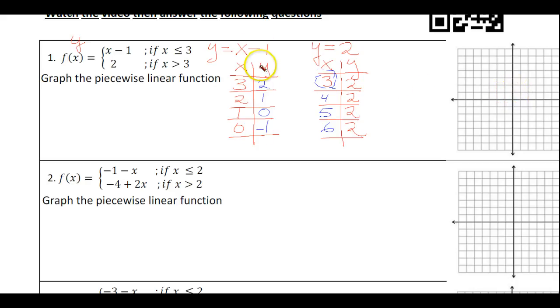We'll graph this line first. So 3, 2 is included in the set. So 1, 2, 3, 2. So this is our first point right there. 2, 1 right there. And 1, 0 is right there. So we actually have enough points. We could plot this other one, but it's not needed. We're now going to take our line, and from here it goes like so.